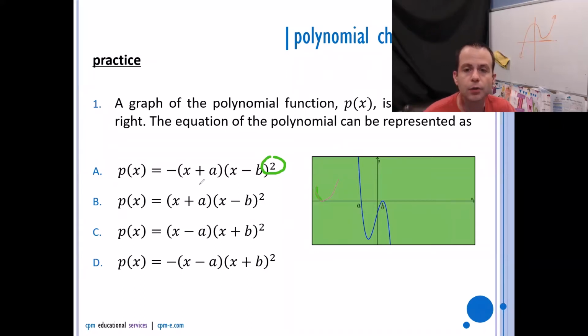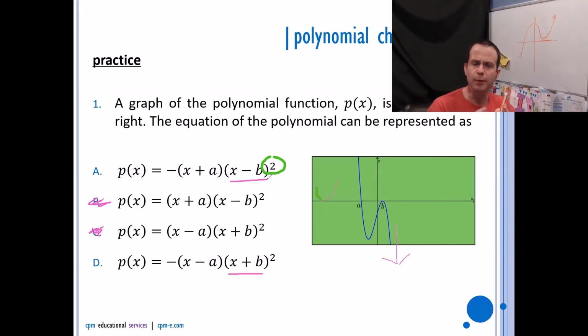So I see in this graph that I end going down. That means I need a negative leading coefficient, so that's actually going to rule out B and C. Then I need to look at this as x minus b squared and x plus a squared. Those are the distinguishing factors. The b term right now is on the right, and that actually makes x minus b a factor.